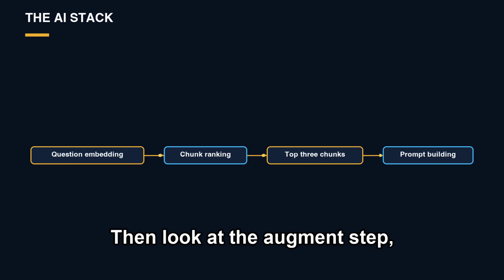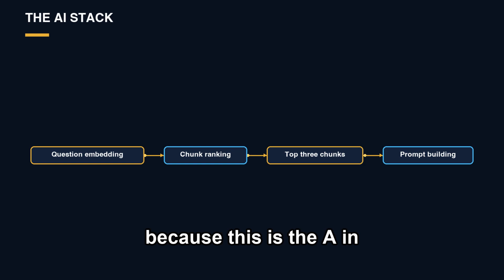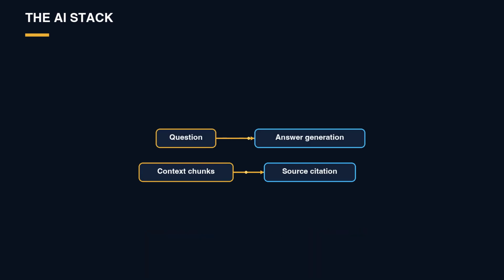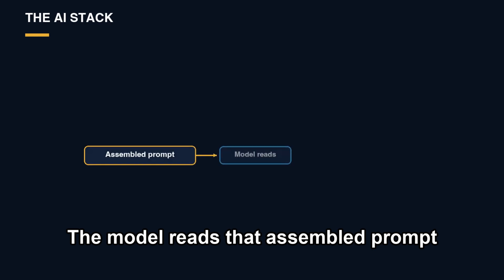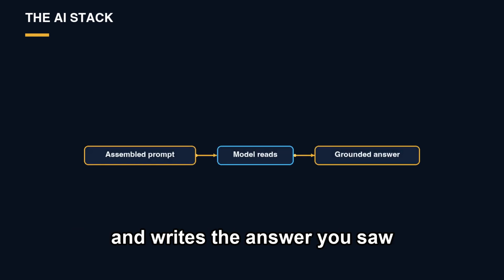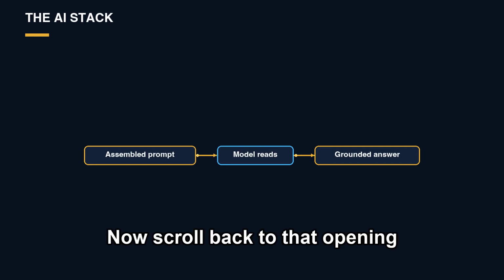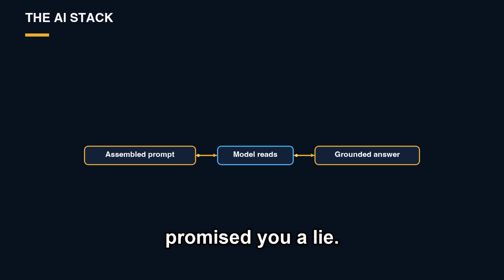Then look at the augment step, because this is the A in RAG, and it is just careful prompt building. An instruction that says answer only from the context and cite the source. Then the retrieved chunks, each labeled with its file name. Then the question. The model reads that assembled prompt and writes the answer you saw at the top, grounded in passages I can check. Now scroll back to that opening answer one more time, because I promised you a lie.